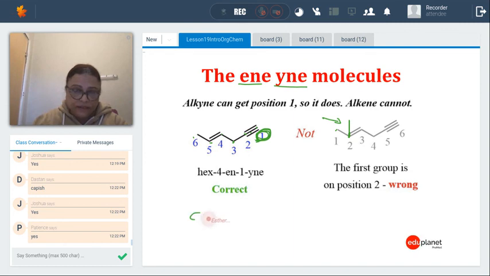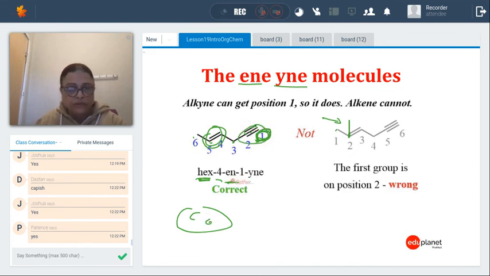This is 6 carbons, and it would be hex-4-yn-1-ene. Why the yn before? Why did I not call it 1-ene-4-yne? Because E is before Y. E and Y. Hex-4-yn-1-ene.